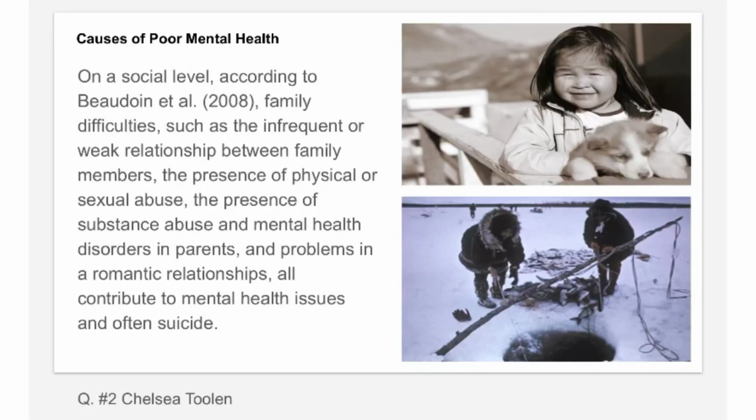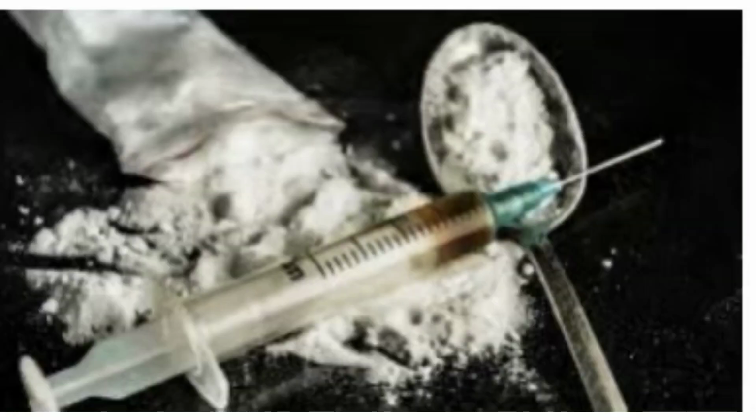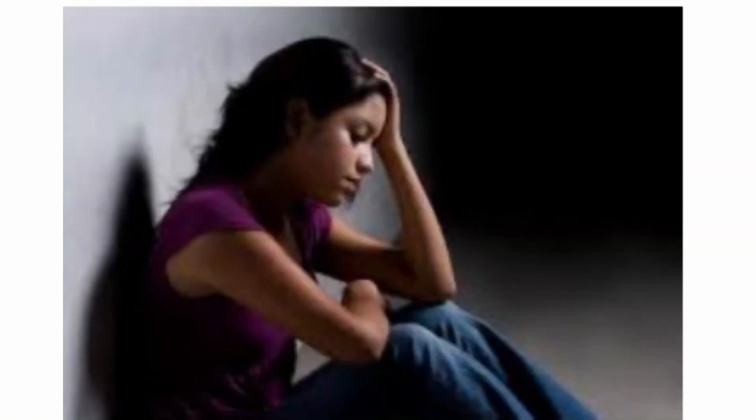On a social level, according to Baudouin, family difficulties such as infrequent or weak relationships between family members, the presence of physical or sexual abuse, the presence of substance abuse and mental health disorders in parents, and problems in romantic relationships all contribute to mental health issues and often suicide.